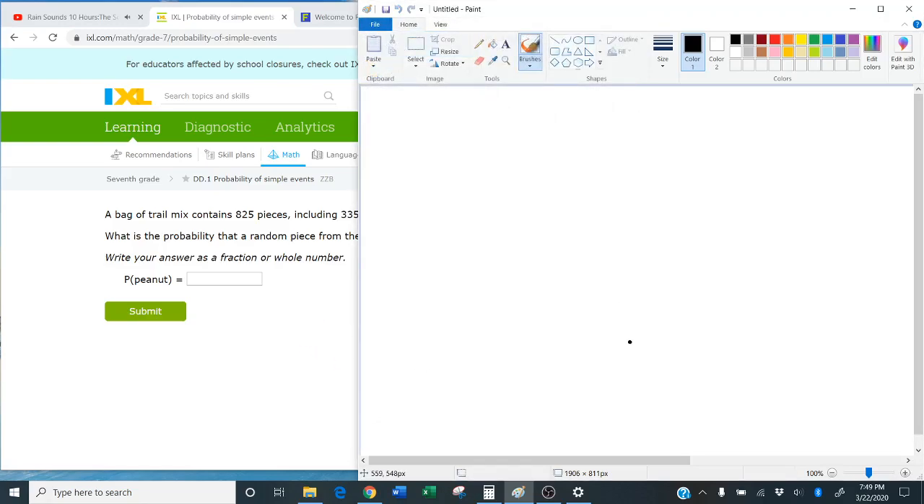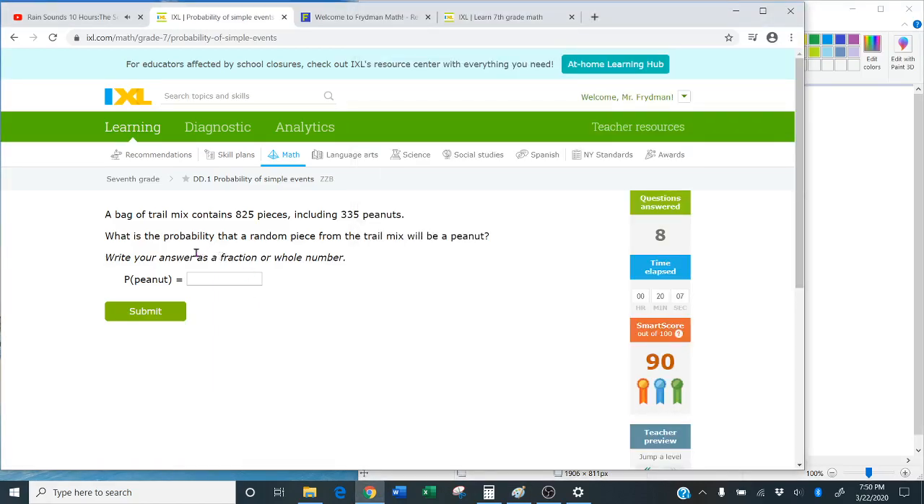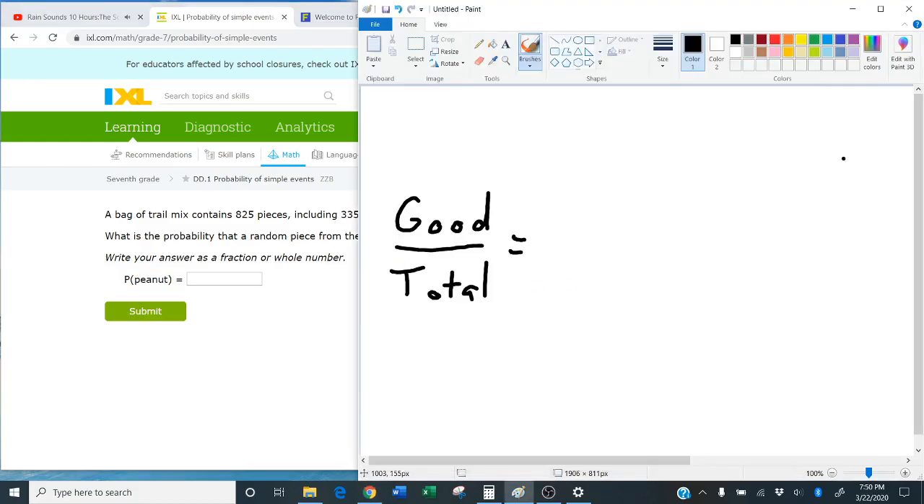All right, so again, we're going to do good over total. Okay, what do we like in this bag of trail mix? We like the peanuts. Okay, the peanuts are good. So we have 335 peanuts, so that's 335 good things from the trail mix bag.